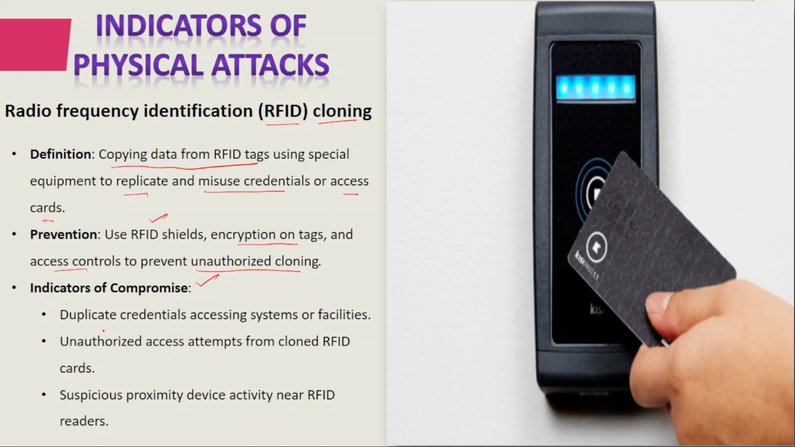Indicators of compromise include duplicate credentials accessing systems or facilities, unauthorized access attempts from cloned RFID cards, and suspicious proximity device activity near RFID readers.